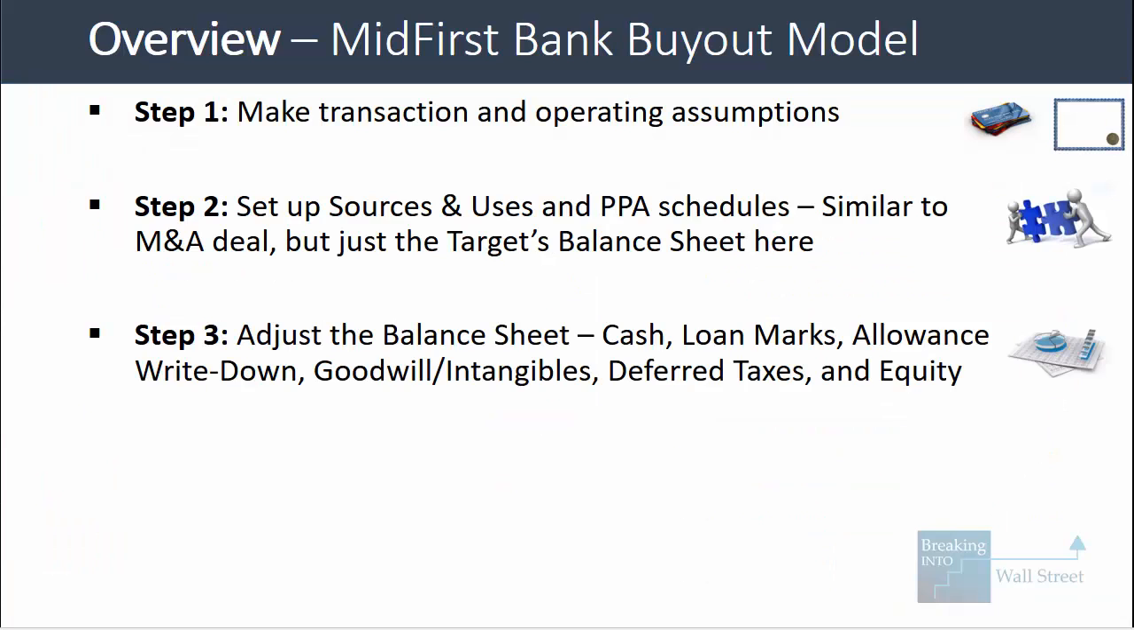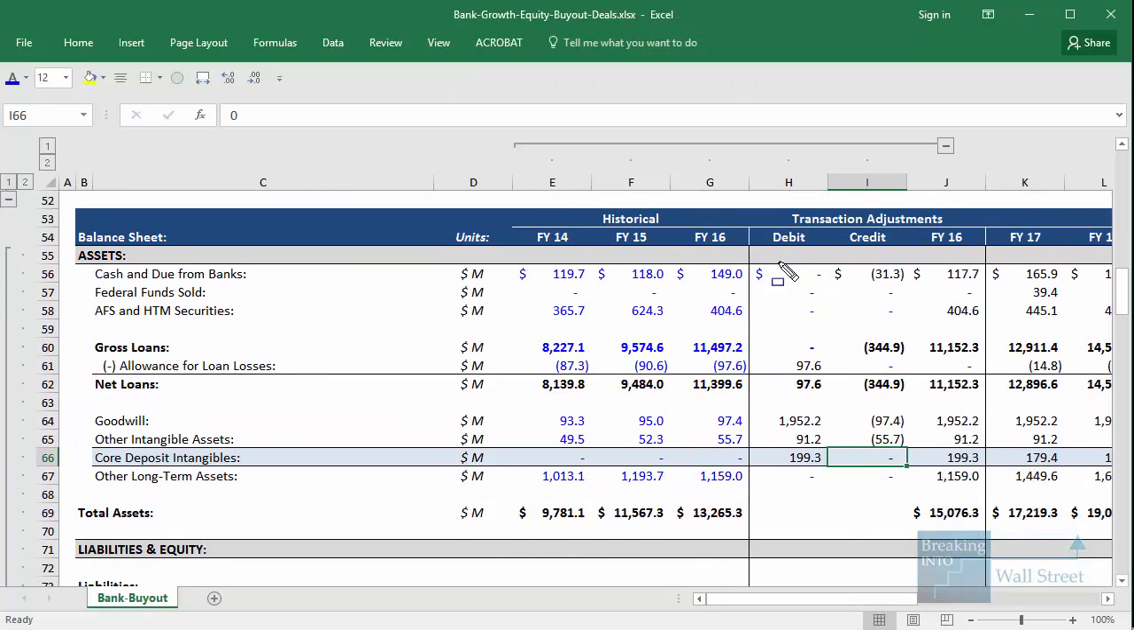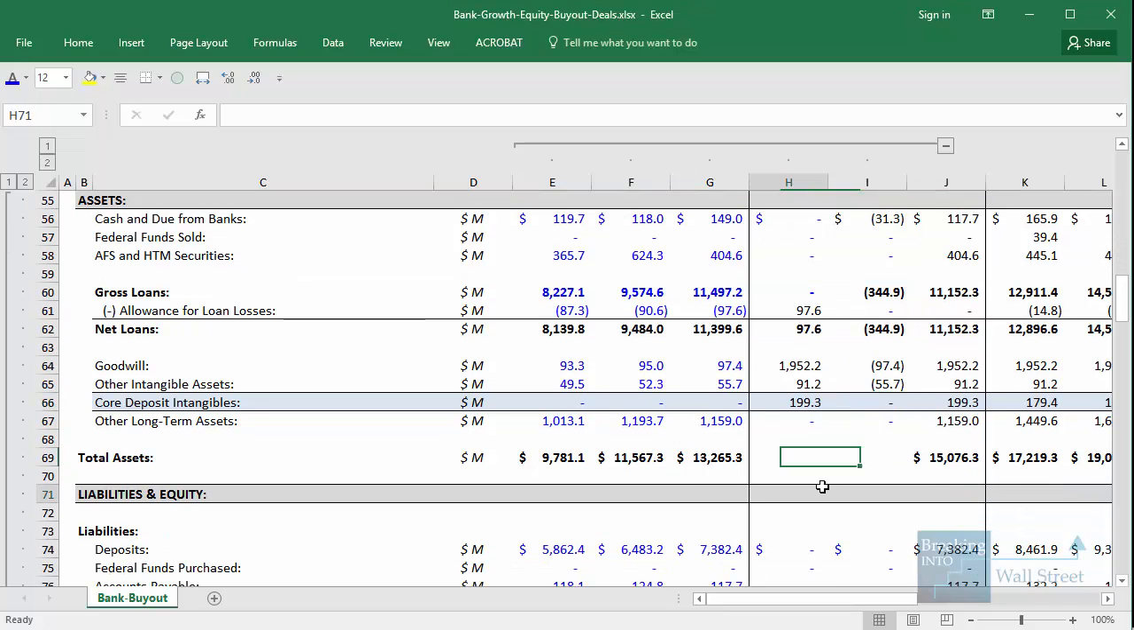In step 3, you adjust the bank's balance sheet. I have some of the key items here, but for example, you reduce the bank's cash to pay for those transaction fees. If you're marking the bank's loan portfolio to market value, you'll do that, and you'll almost always adjust it by at least 1, 2, 3%, something in that range. You'll write down the allowance for loan losses. You will write down goodwill and intangibles and create new items.